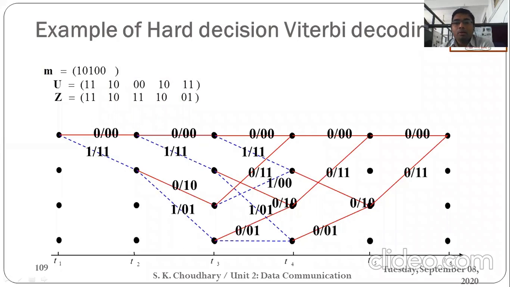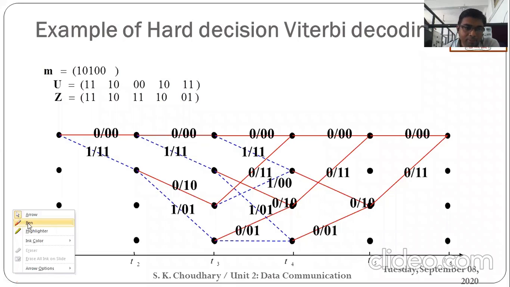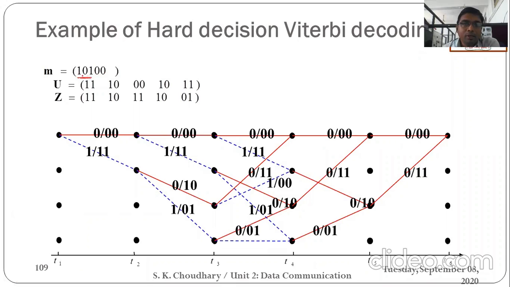First of all, this is the trellis diagram. We are considering our example from the encoding side, where we considered the 3-bit message 101, and these 2 other flush bits are there. So the total sequence of the message is 10100. And for that, this is the encoded or transmitted message, and Z is the received message.